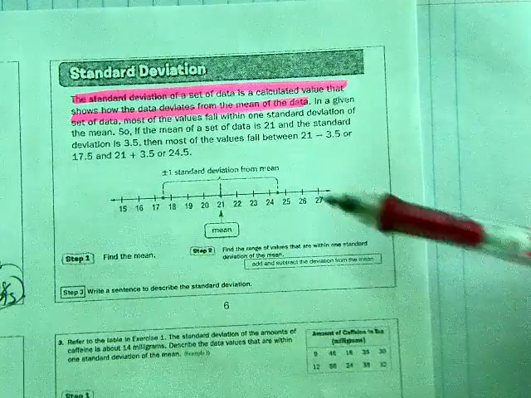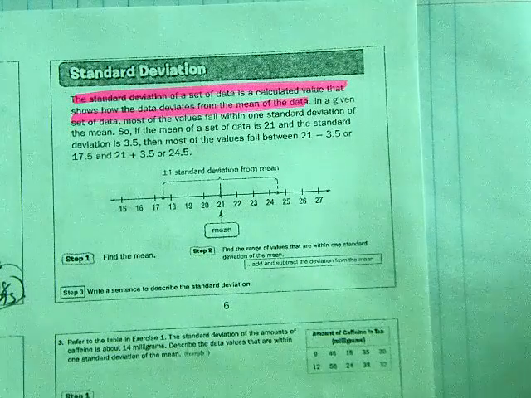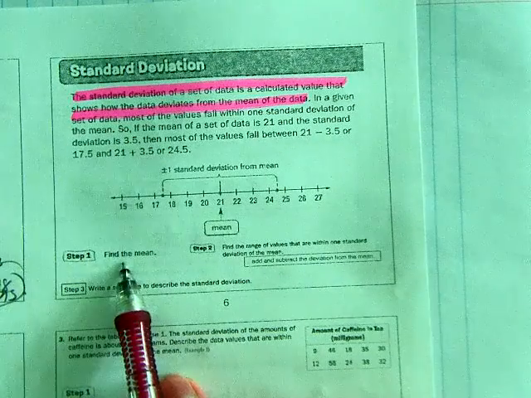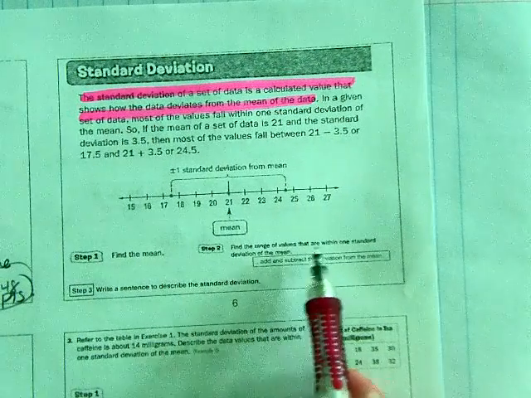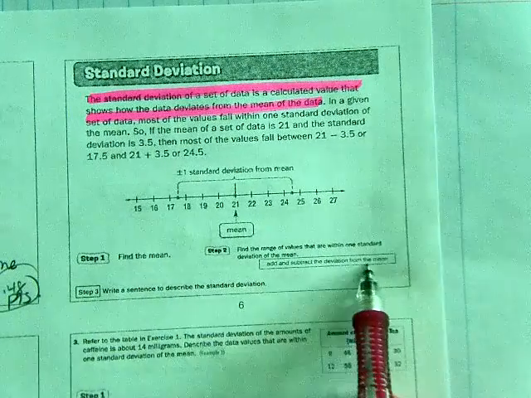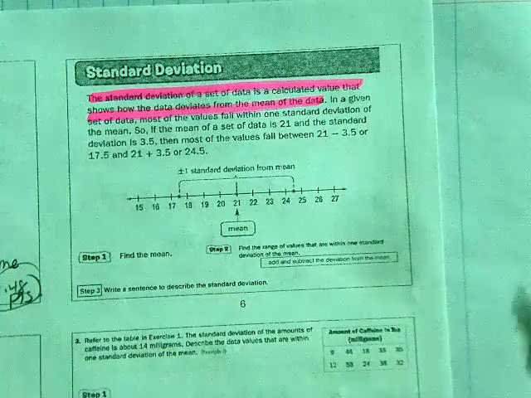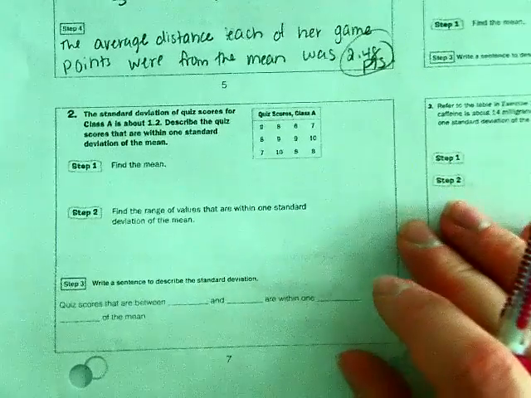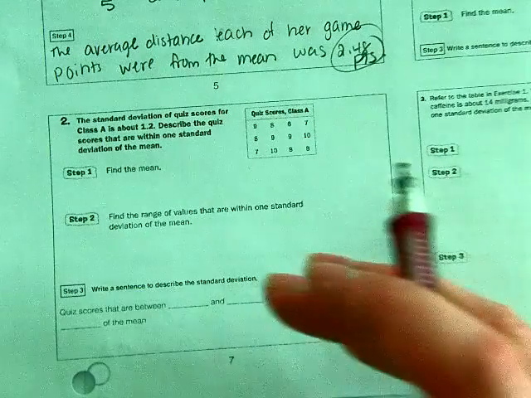One standard deviation is just a fancy term. Don't worry too much about it. Just your closest points. So our step 1 is going to be find the mean still. Step 2, find the range of values that are within the standard deviation. So just add and subtract the deviation from the mean, and write a sentence to describe the standard deviation. Again, I will help you with the sentences, a couple of those where we do the standard deviation.